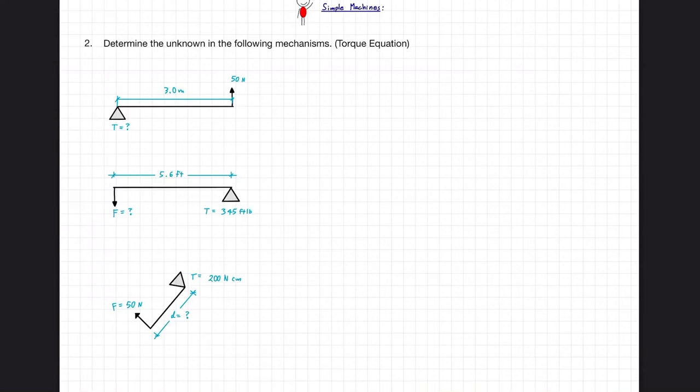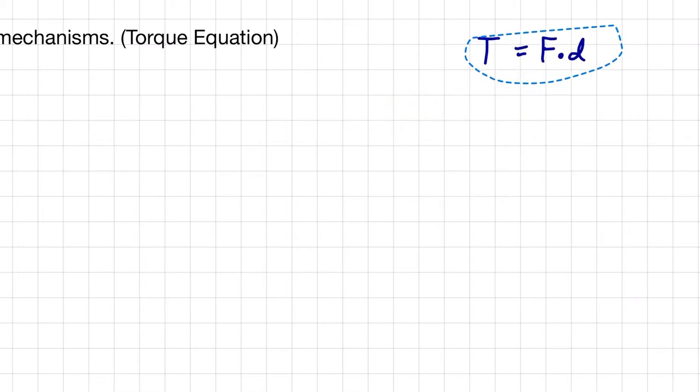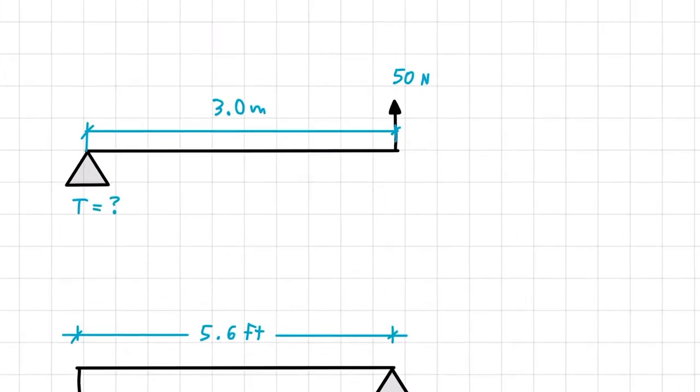where we're trying to find the unknown in a mechanism using the torque equation. So the torque equation is as follows. Torque is equal to force times distance. So it's a simple equation. Now let's just use this equation to solve the following problems.